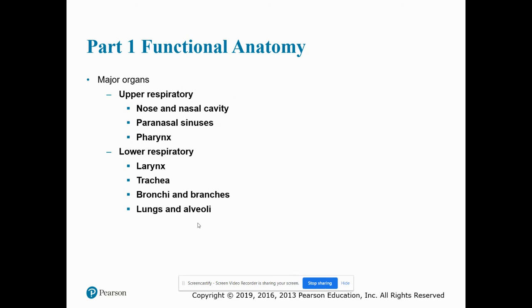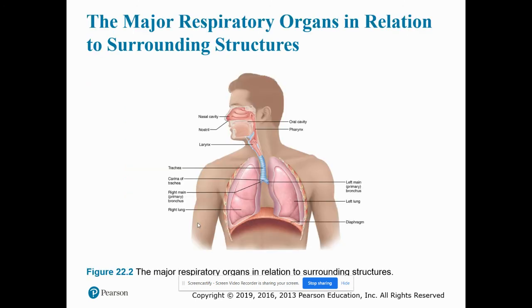So we have major upper respiratory organs, and they are the nose and nasal cavity, paranasal sinuses, and the pharynx. And then we have major lower respiratory organs. They are the larynx, the trachea, the bronchi and branches, as well as the lungs and alveoli. So to look at some of these, we have the nose here, the nasal cavity is in here, the pharynx, larynx, trachea, and then bronchi, and then lungs, and that's pretty much all we can see in this diagram.